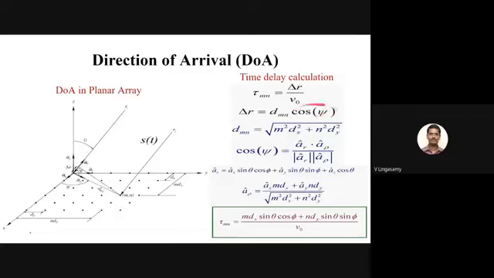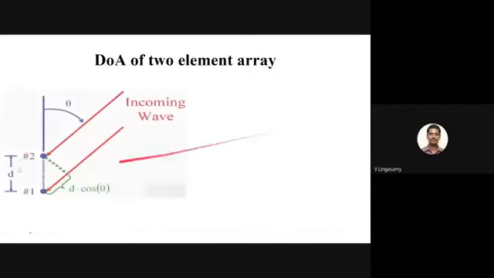We have to use the spherical coordinate system. If it is only two elements, we simply use d cos theta. So how is cos theta arrived at? This is the theta, and cos theta is the adjacent divided by the hypotenuse, and the hypotenuse is d. So when you want to find this distance x, cos theta equals x divided by d, so x will be d cos theta.